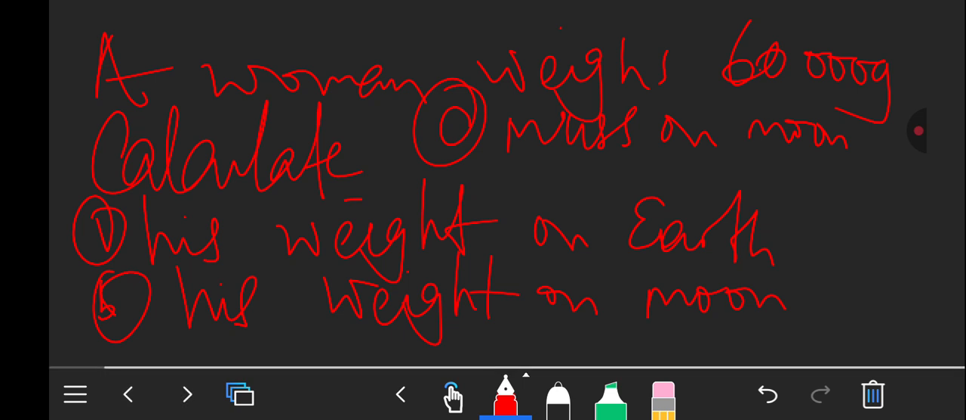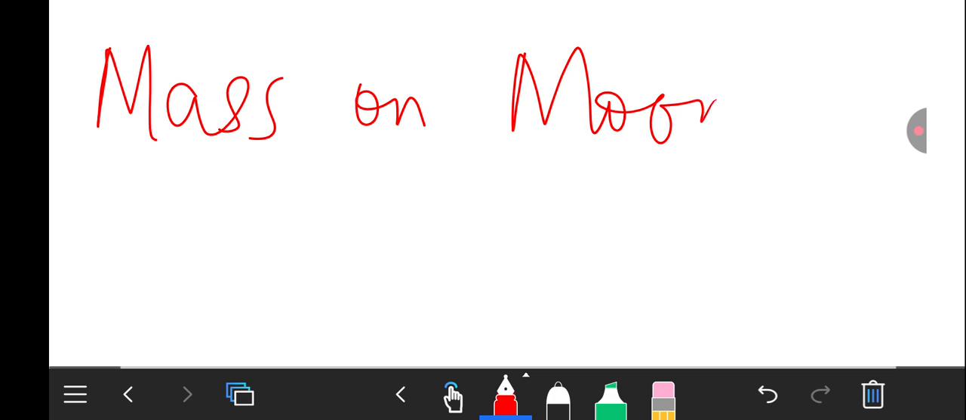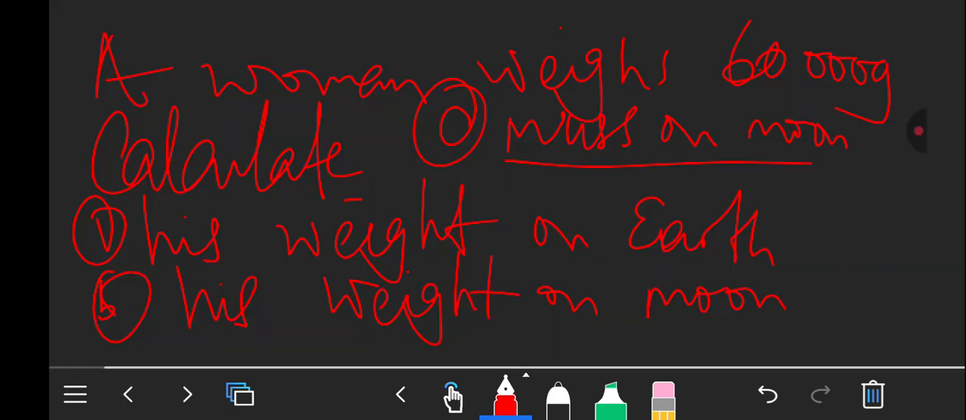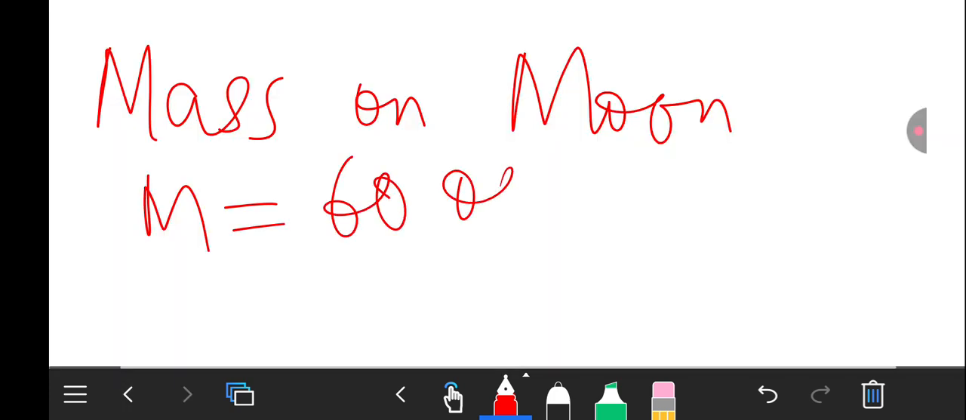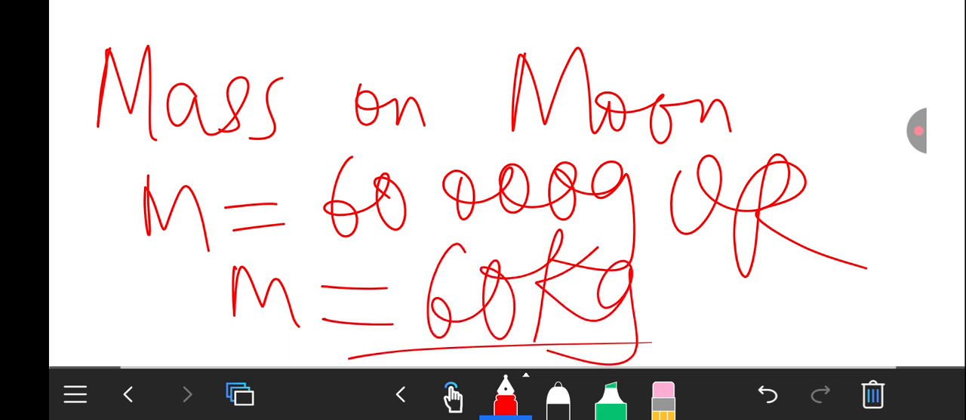So what's the next question now? The next question was C, calculate the mass on the Moon. In fact, this is a tricky question. Remember we said mass is constant everywhere. Whether you're on the Earth or on the Moon, mass does not change. So there, you just say mass is equal to, what was the value given? 60,000 grams. Or this one, we converted it, you can say mass is equal to 60 kg.